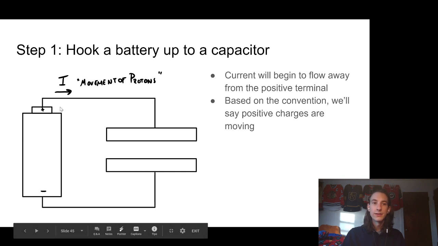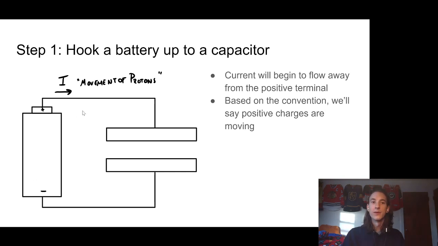And yeah, these charges, they're kind of chilling in here. They don't want to be super next to each other. So we've given them this chance to flow to go to a lower potential. So they're going to do that. Current will begin to flow away from the positive terminal. And based on this convention, again, we're saying that the positive charge is the one that's moving.